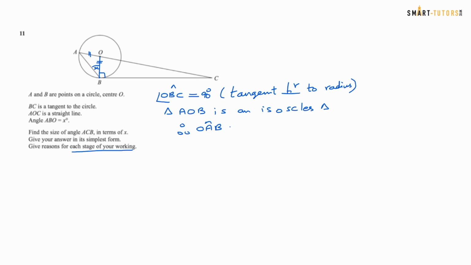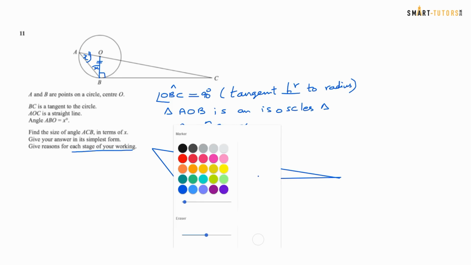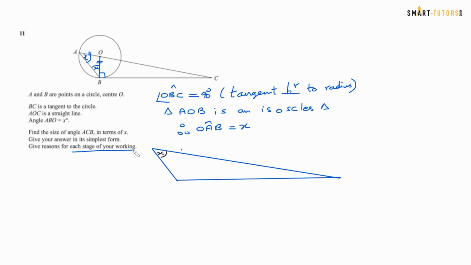Therefore, OAB is X. So what we are marking is here, this also X. So if you think about the triangle ABC, this is X and this one is 90 plus X. And this one is the question mark. This is C and this is A and this is B.